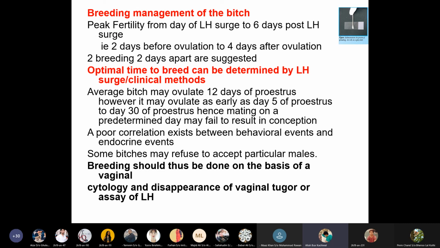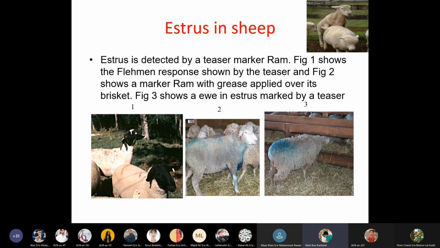A poor correlation exists between the behavioral events and the endocrine events. Some bitches may refuse to accept particular males. Breeding should thus be done on the basis of vaginal cytology, disappearance of vaginal cells, and assay of luteinizing hormone.